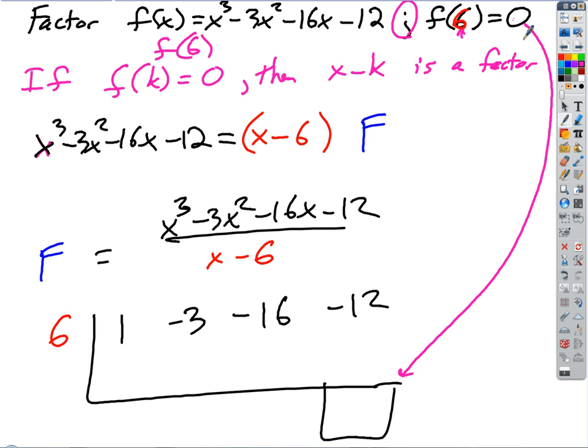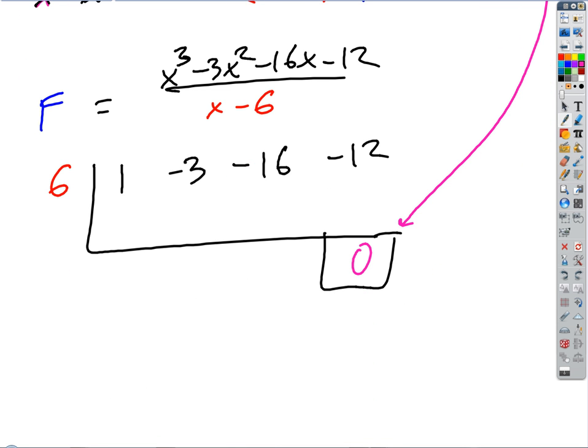Well, I know what it is. I'm told that it's 0, right? So if 6 is a zero, the remainder has to be 0, which also means that x minus 6 is a factor because it must divide in evenly with no remainder. All goes together, doesn't it? Yeah, how about that? So what do we get then?